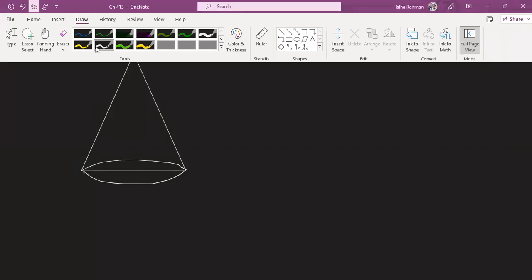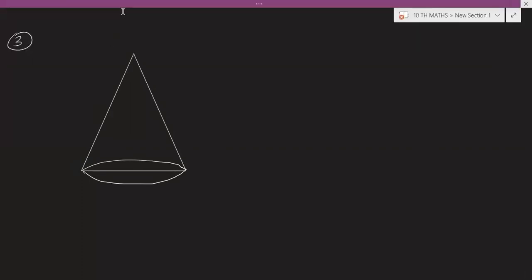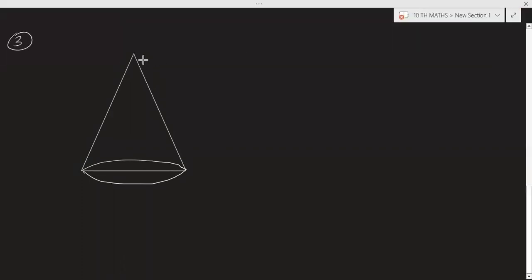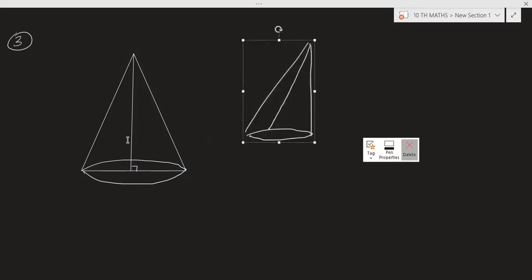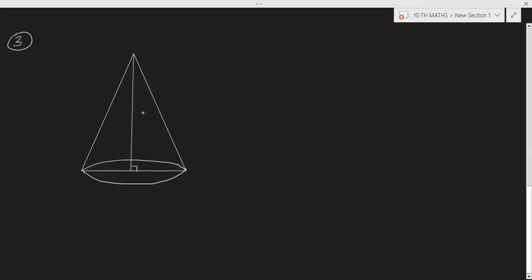And why am I saying this is a right circular cone? Because the height of this cone will be perpendicular to the radius of the cone. Okay, means this angle will be 90 degrees. Otherwise cone can be like this also. Like this also, okay? This can also be a cone. So we will study right circular cone.